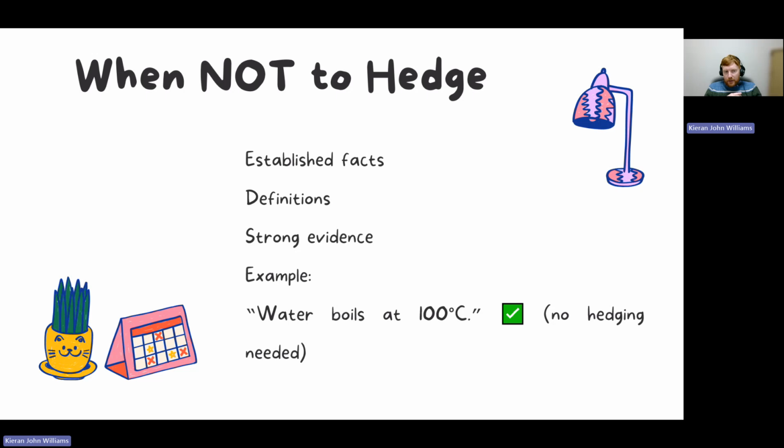It's also important to know when hedging is not needed. We've said it's a very useful tool, but there are some situations where we shouldn't do it. So if we have some established facts and definitions, these do not require any hedging. We don't need to say that this may be, these things are true and definitely and clearly true. So if something is scientifically proven, you can state it clearly without any hedging. So for example, water boils at 100 degrees Celsius does not need hedging because it is a well-known fact.